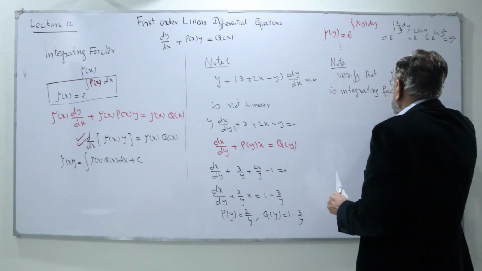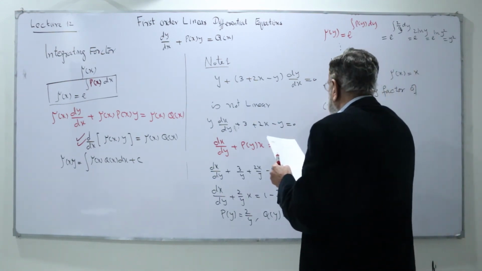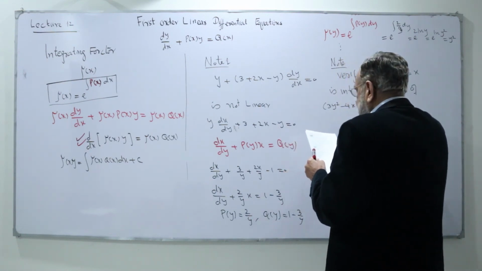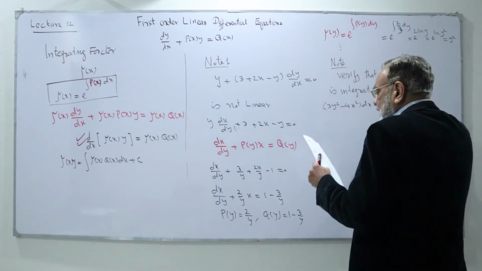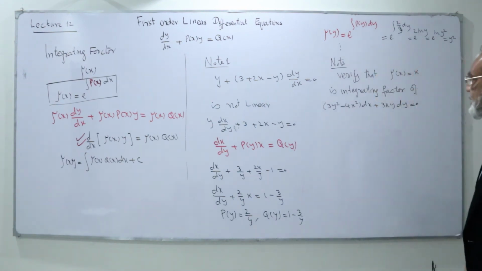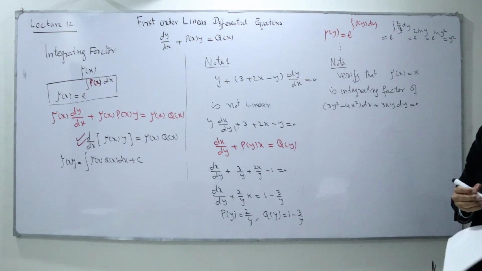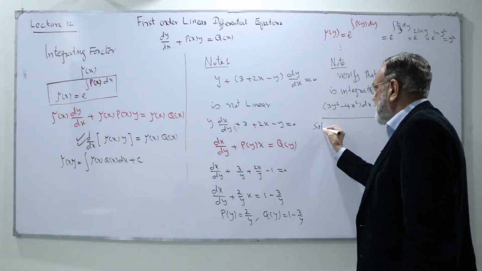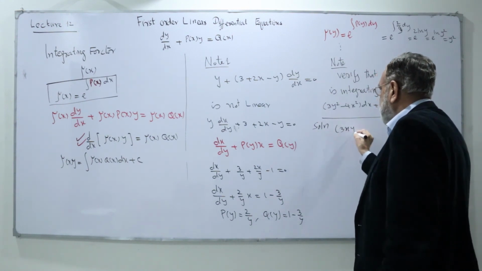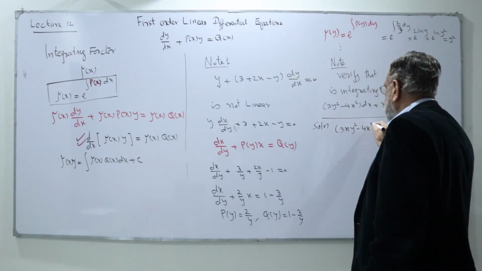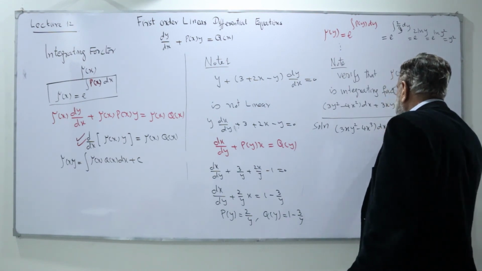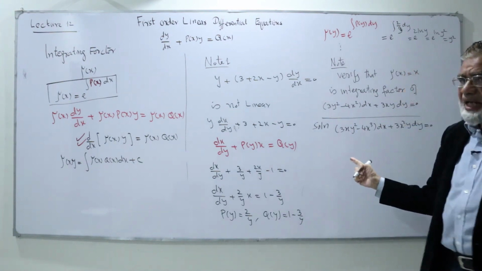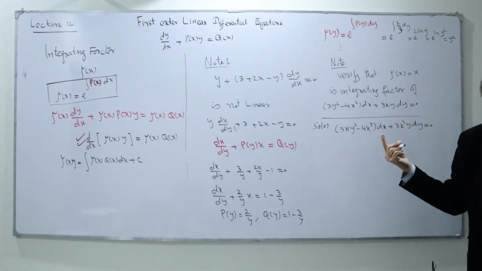is an integrating factor of the differential equation. My differential equation is 3y squared minus 4x squared dx plus 3xy dy equal to 0. I want to check, is this the integrating factor for this one? I just multiply by x, and then the new form of the equation is 3xy squared minus 4x cubed dx plus 3x squared y dy equal to 0. Now we check if this is exact, and if it becomes exact, then that means it's the integrating factor.